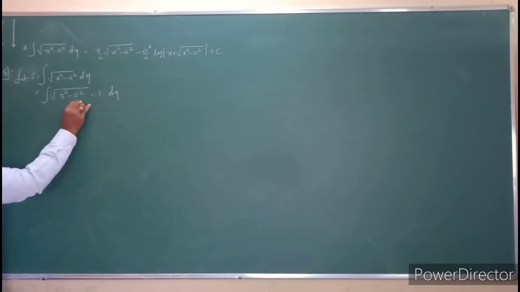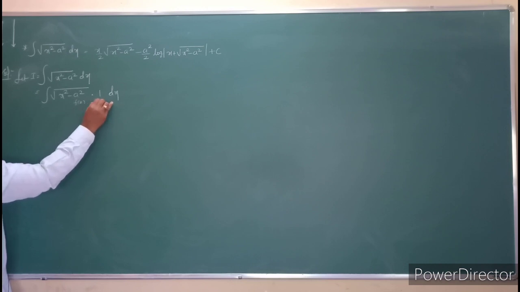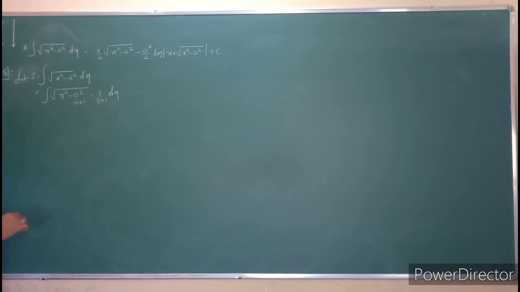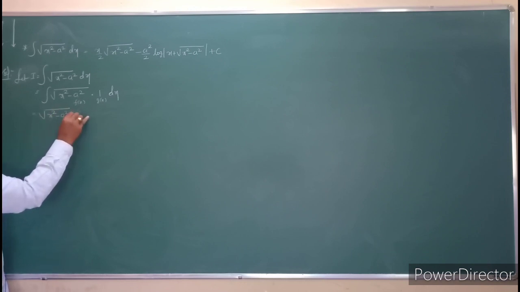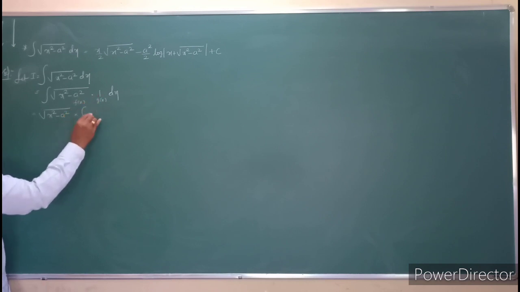You can take this as f of x and this as g of x, the first function and the second function, and apply the formula. So what is the integral relation? The integral of f of x into g of x, a very important one, apply the formula: first function, that means root of x square minus a square, into the integral of the second function. The integral of the second function is x into dx.